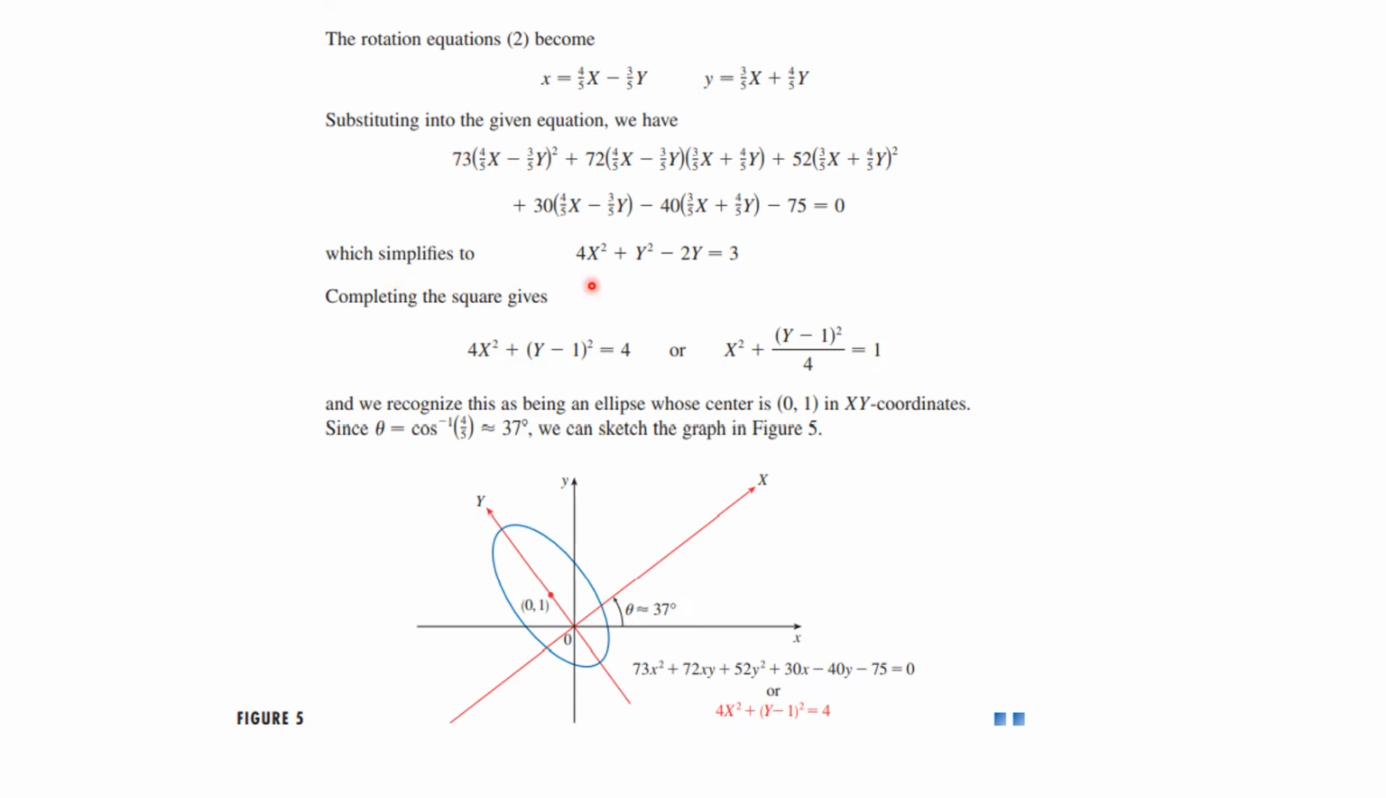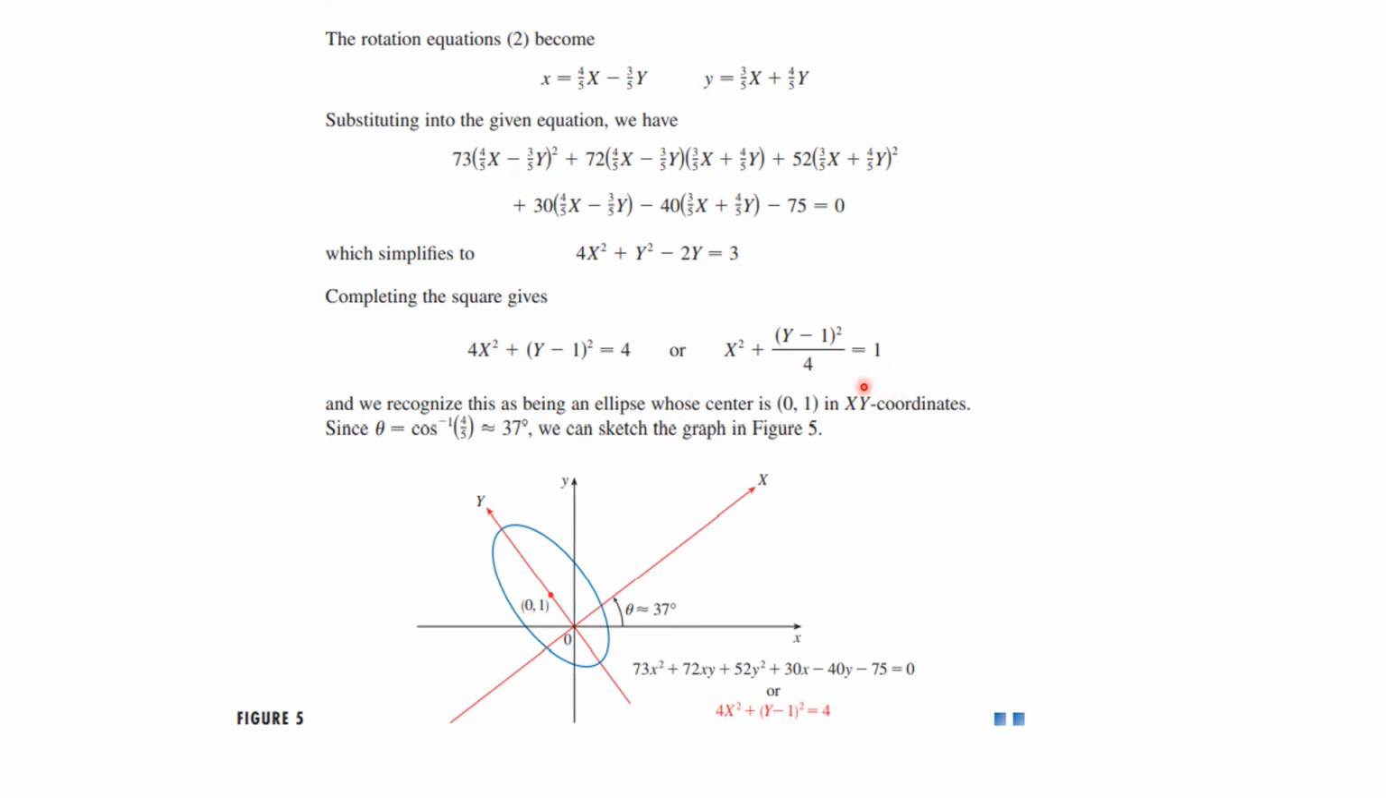But what you will get when you simplify is 4 capital X squared plus y squared minus 2y plus 3. And this is an ellipse, but what we're going to do is complete the square. And so this will be 4x squared plus (y minus 1) squared is equal to 4. We divide all the way by 4, and we get x squared plus (y minus 1) squared over 4 is equal to 1.